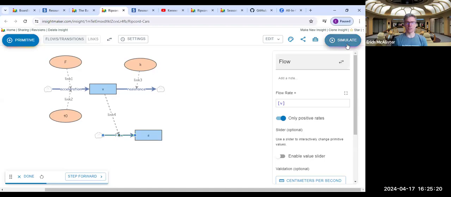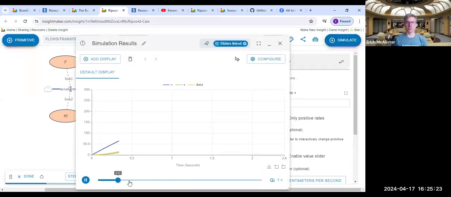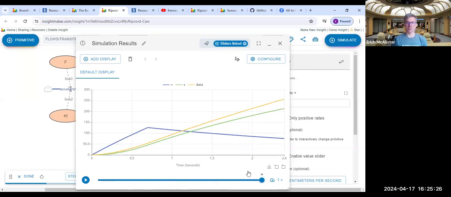If I say simulate, I get this thing, and that break point is where it changed the velocity. So you get these discontinuities or changes in the flow rate at that break point. There's this other graph here, the yellow one, that I'm calling data. Our green graph for position isn't matching my yellow graph from the data very well. That means we need to slide the parameters around a little.